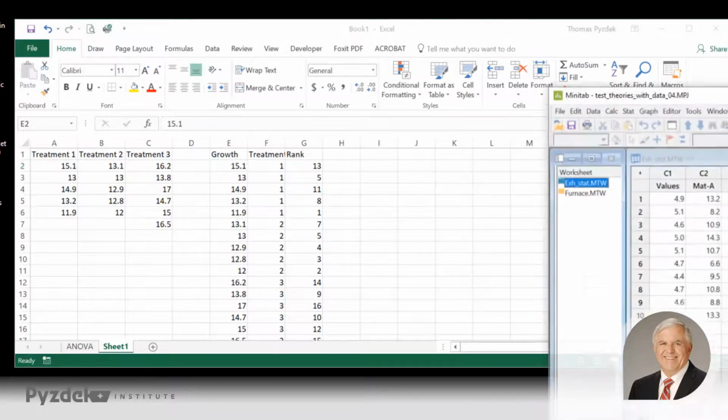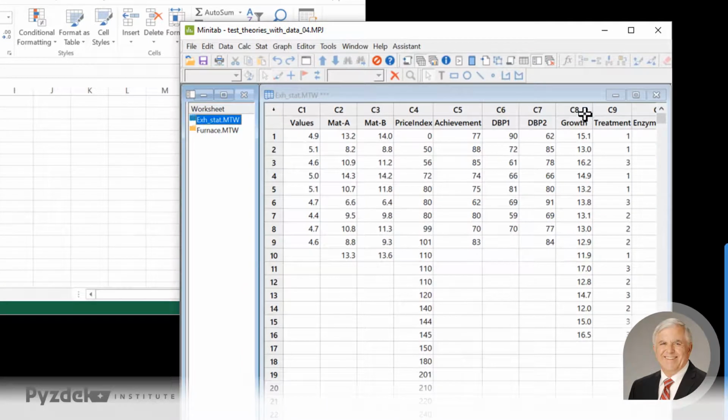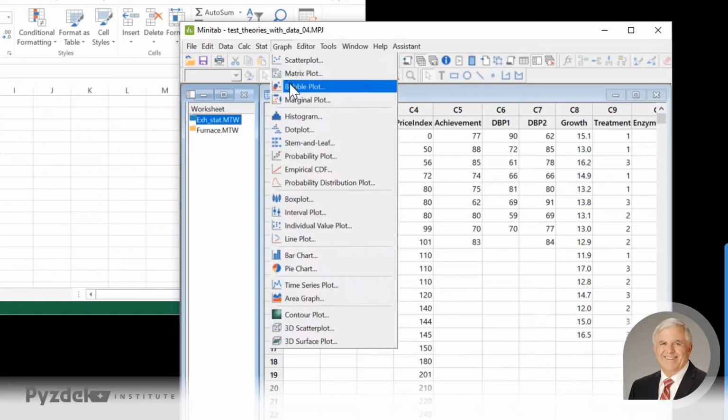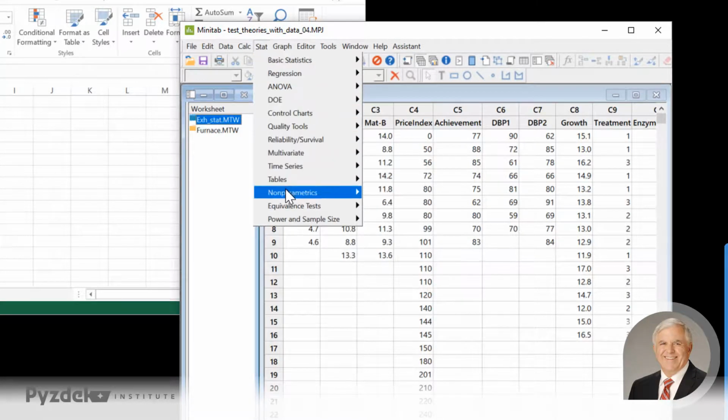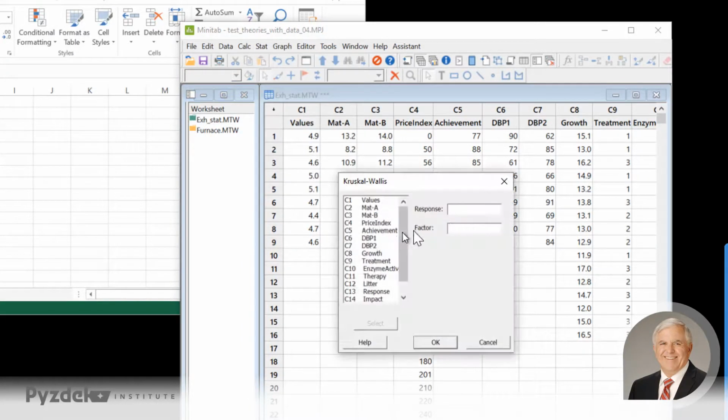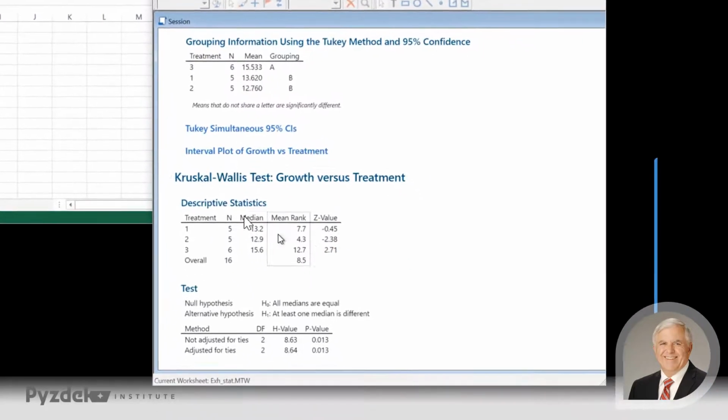So go to Minitab, and again, we're going to look at growth by treatment. We'll go to the Stat menu, and the Kruskal-Wallis test is called a non-parametric test. So we're going to go down to Nonparametrics, and we're going to pick Kruskal-Wallis. And the response we're interested in is growth. And the factor we're interested in is treatment. There are no other options in the Kruskal-Wallis test, so I'll just click OK.